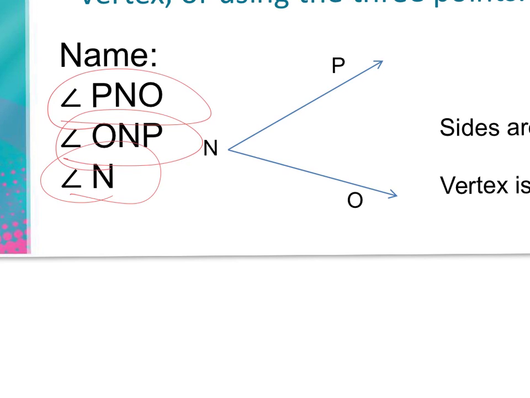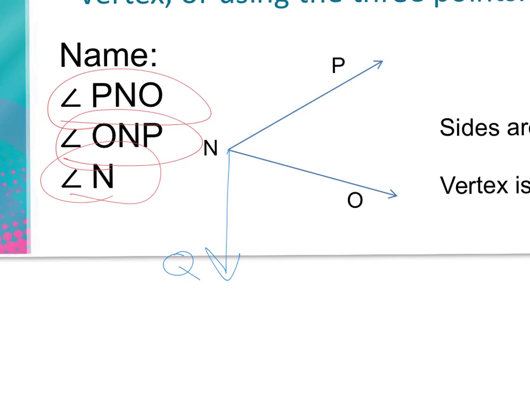That would change if I added a point here, like Q. Now if I asked you to tell me which one was angle N, how would you know which one I was referring to, right? There's more than one option. So if your vertex is shared by more than one angle, then you must use the 3 letters, okay? If there's only one, then you can use the 1 letter. But if it's shared by more than one angle, then you have to use all 3 letters, okay?